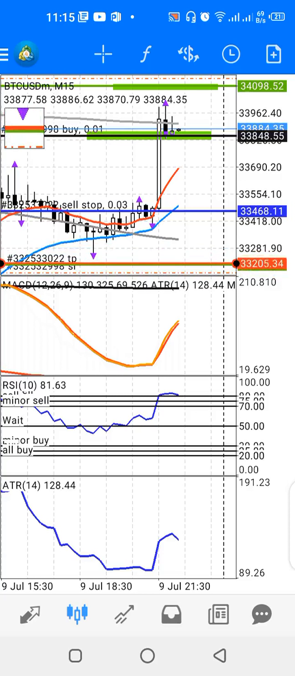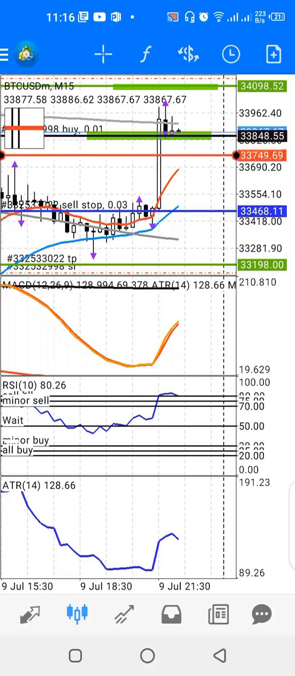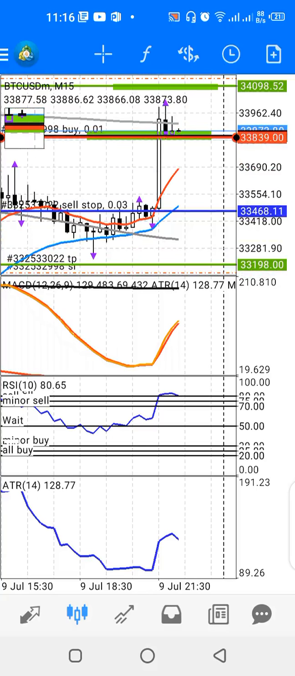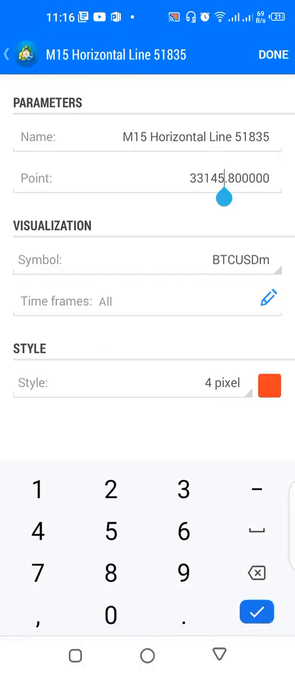I'm highlighting the edge trade. The take profit of your edge trade is around 33198. So subtract 40 points. If you remove 40 points from 33198, you'll have 33158. So the stop loss for this black line, which is your first trade entry, will be 33158. So just highlight it and change the price.